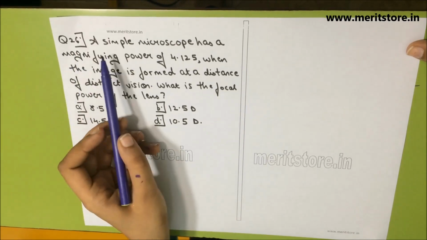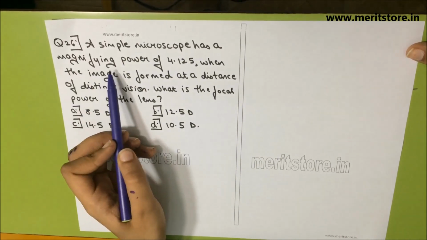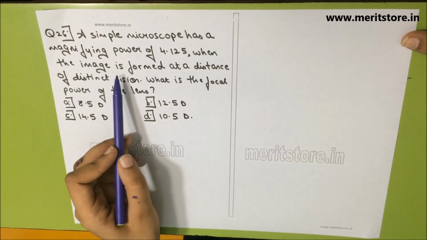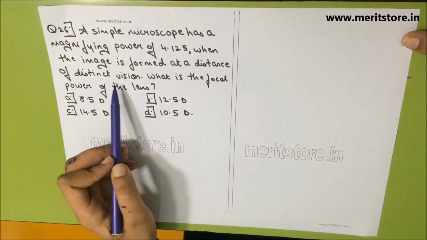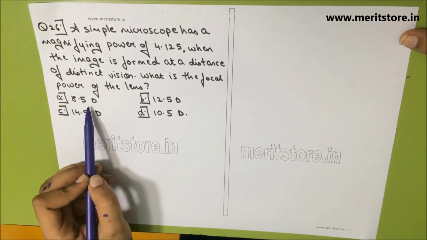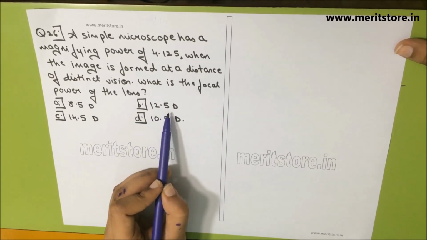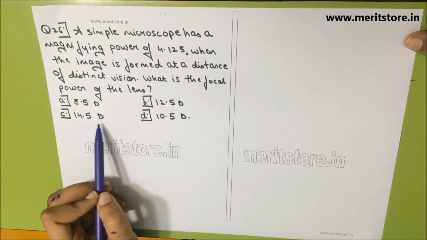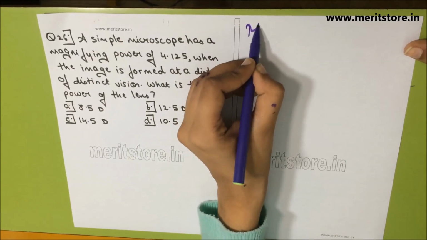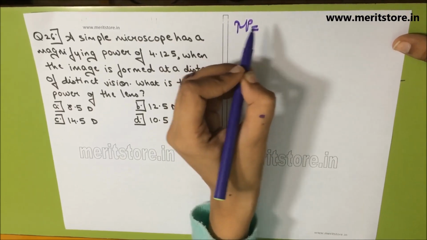Question 26. A simple microscope has a magnifying power of 4.125 when the image is formed at the distance of distinct vision. What is the focal power of the lens? A. 8.5D, B. 12.5D, C. 14.5D, D. 10.5D.